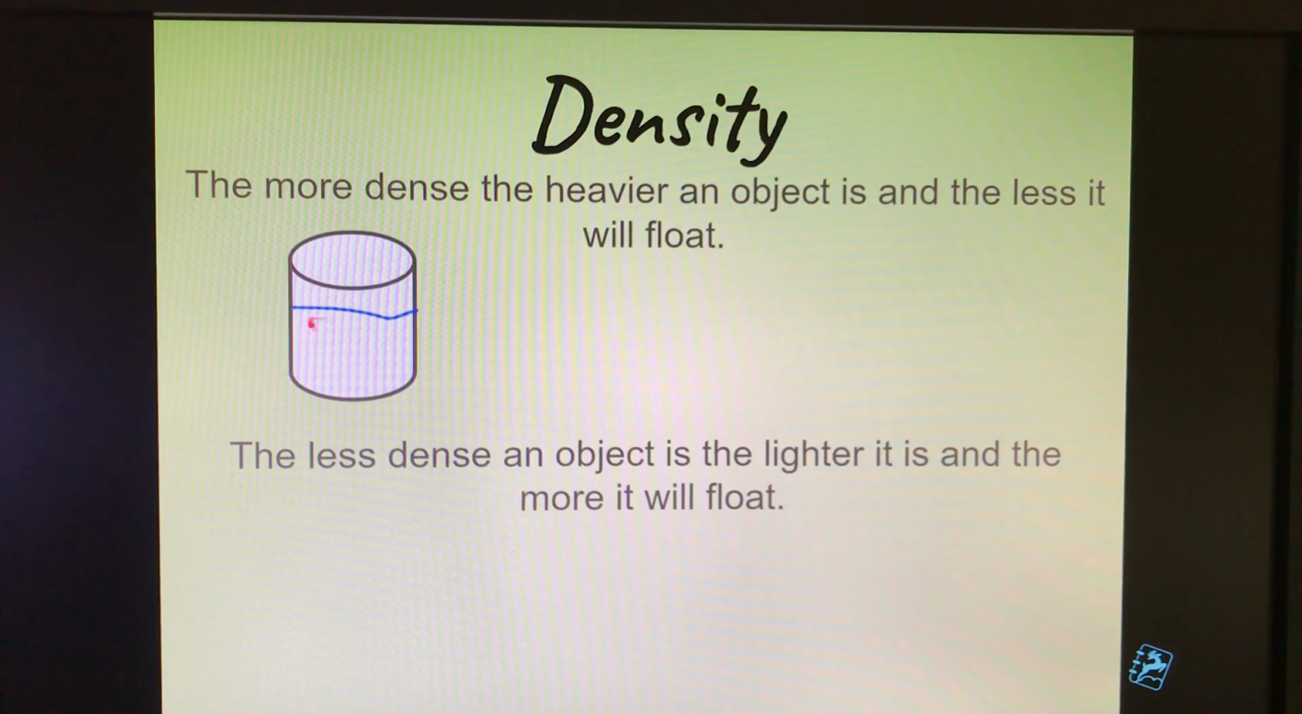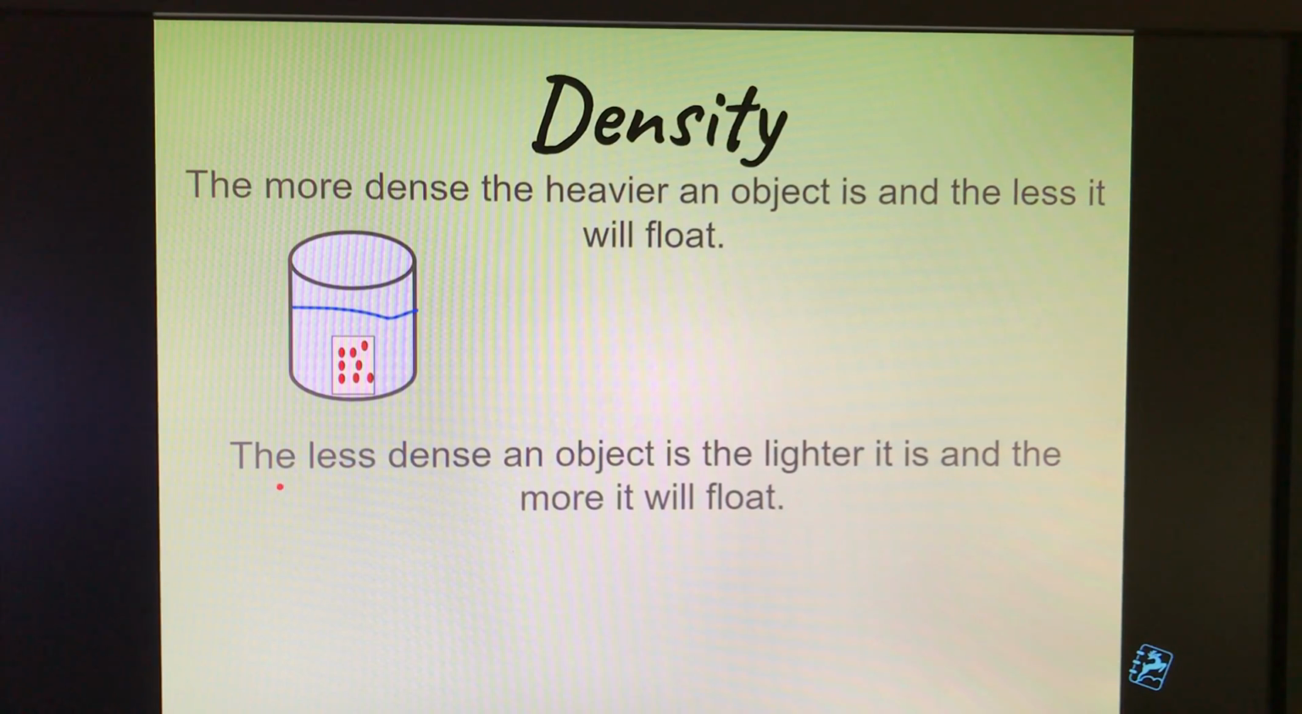Here I have a cup of water. Water has a density of 1, okay? If the object that you put into this glass of water has a density greater than 1, the object is going to sink. So here is my object. My object obviously is more dense than water. Because it is more dense than water, it sank to the bottom. Ready? More dense, less float.